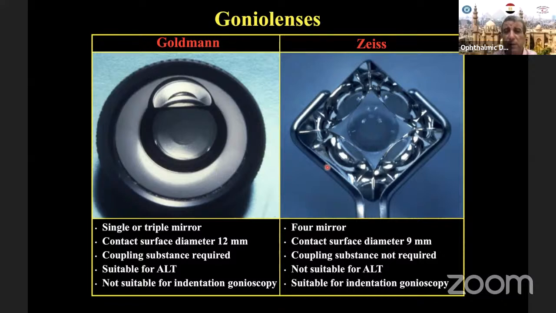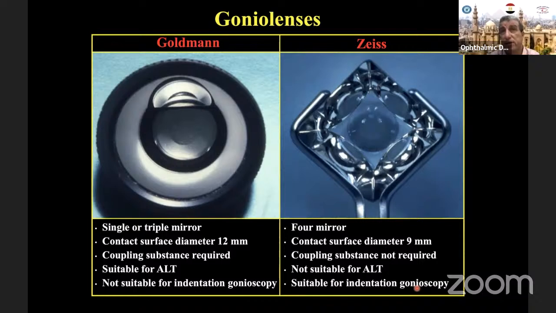The Zeiss one is a little flatter than the Goldmann one. It is used for indentation gonioscopy, and it requires no coupling substance like methylcellulose. It is not suitable for argon laser trabeculoplasty, but it is suitable for indentation gonioscopy, which differentiates what we call synechial angle closure.